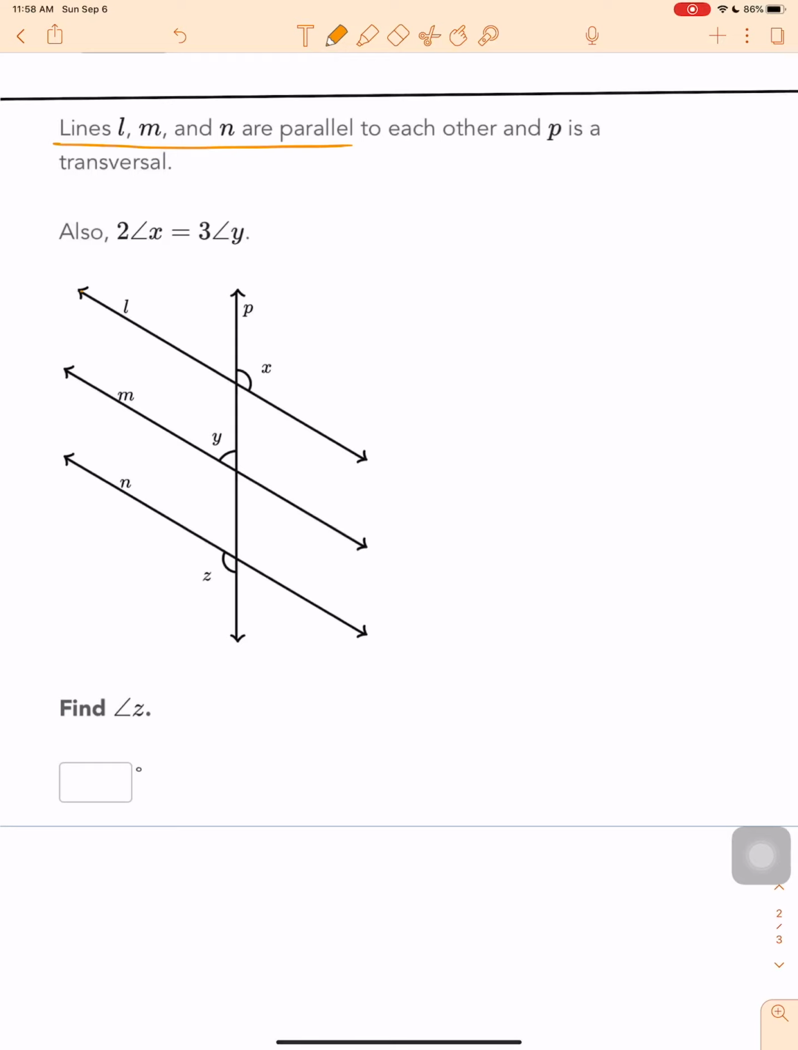So I know that line L is parallel to line M, and that's also parallel to line N. And then we know that P is a transversal. So this one's kind of nice. Like the other one, we had to extend it out and try to figure out where those transversals went. This one's already extended for us.